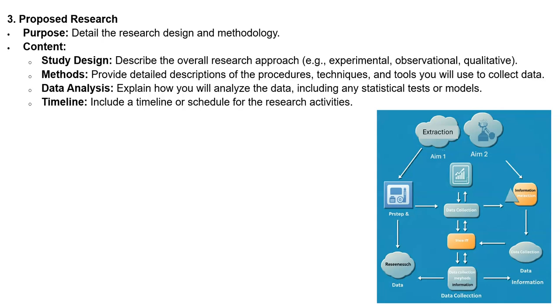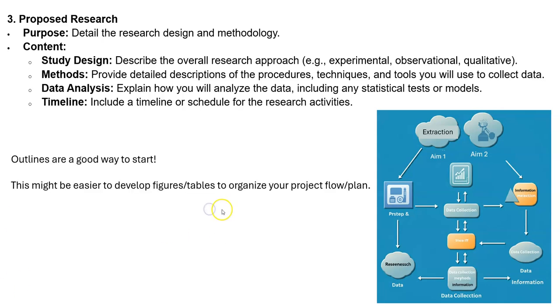So again, outlines are a good way to start this process. And sometimes it's easier to create figures and tables to help organize your plan. So that's fine to also include figures in your research proposal part. With this proposed work, sometimes it's easier to create diagrams or flowcharts to help understand how things are going to work. And then you can reference that in your written materials as well.